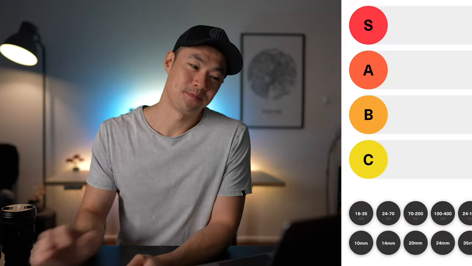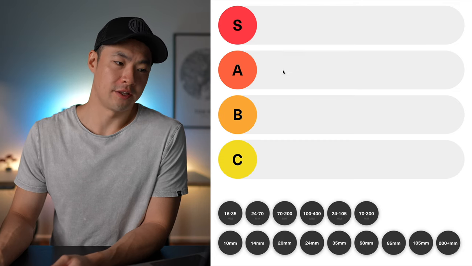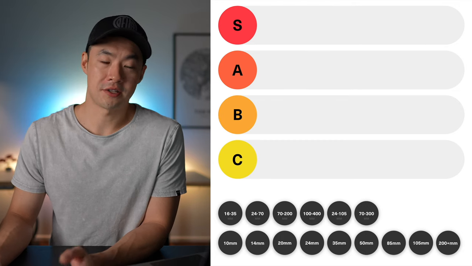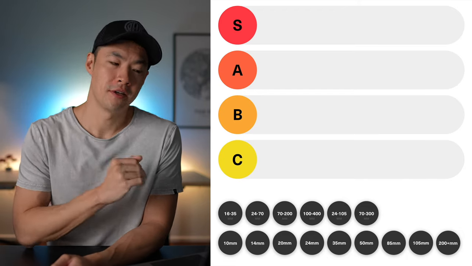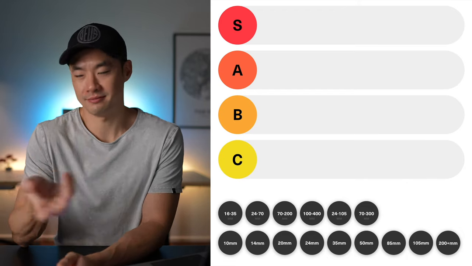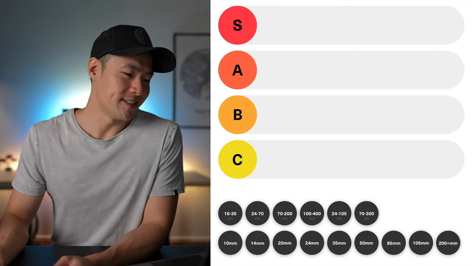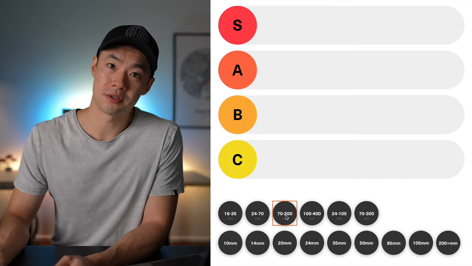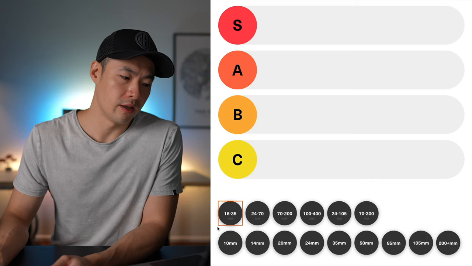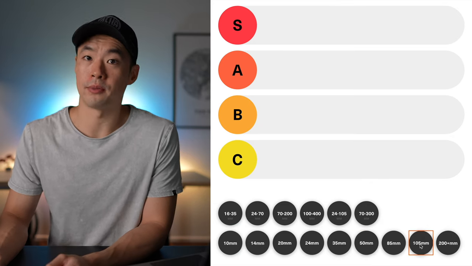Okay, with that said, let's get into the tier list. Now, what we've got here is four lines and four rows from S to C. Obviously S is the best of the best, and C is not the best of the best. It's kind of obvious, right? Down here in these little circles, I've got focal ranges or zoom lenses. And then down below, I've got focal lengths or the prime lenses, right?